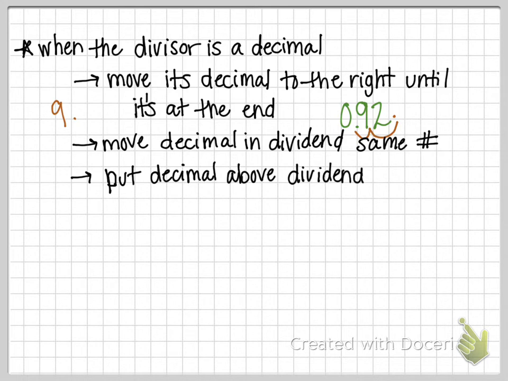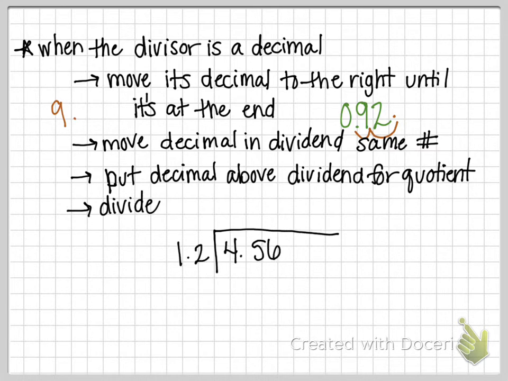And then, just like we did before, once you do that movement, you put the decimal above in the quotient. So you do all the movement, put the decimal above where it ended up in your dividend, put it in the quotient, and then the last step will be to divide.